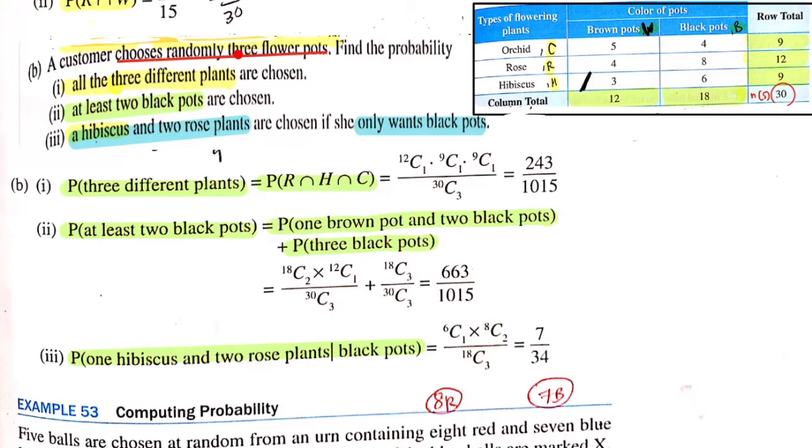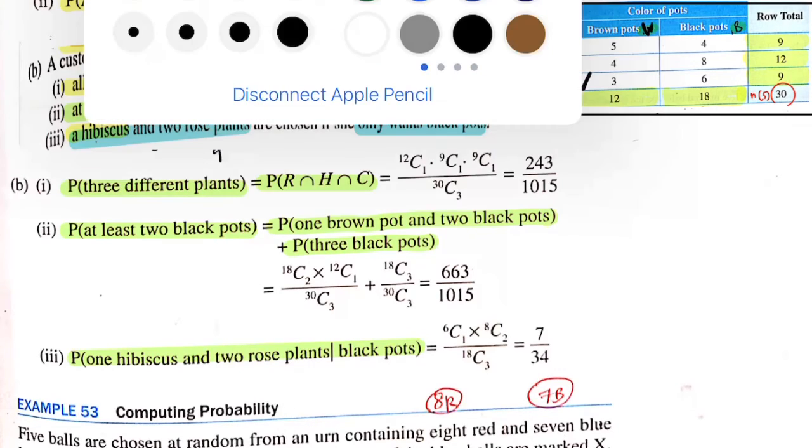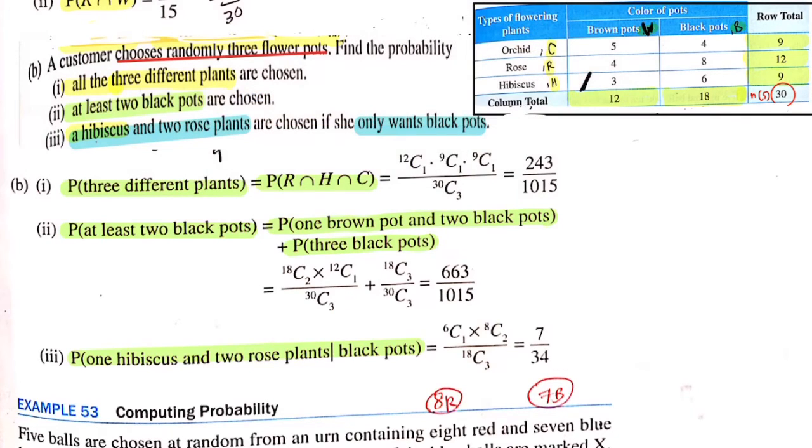A customer chooses at random 3 flower pots. Okay, so now we have changed the condition. Therefore, our number of sample space right now must be 30C3 because it is referring to the customer. From 30 plants, she just wants to choose 3. And the first condition is find the probability of all 3 different plants are chosen.